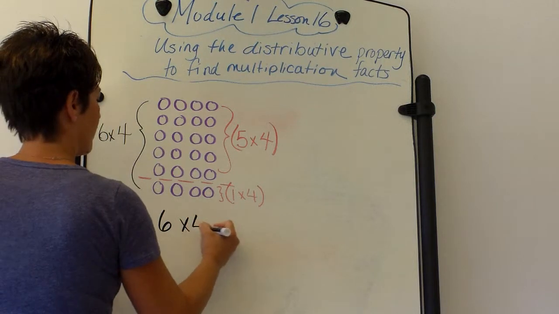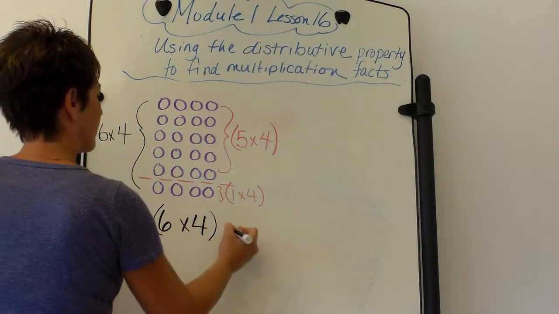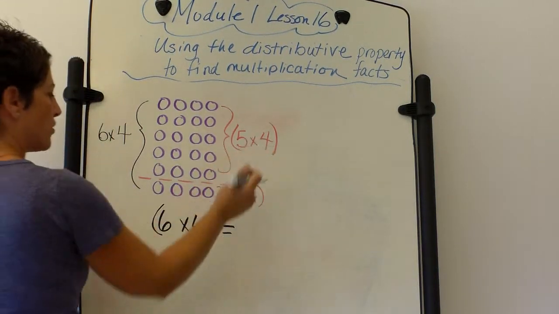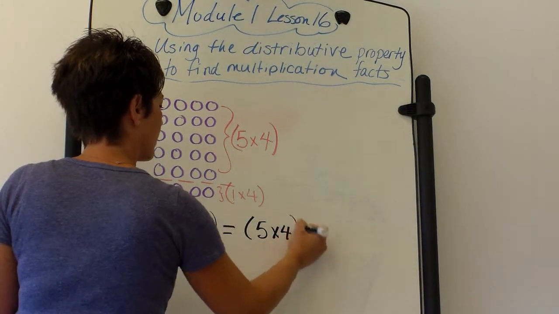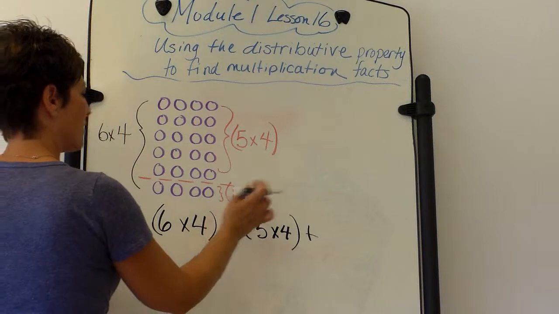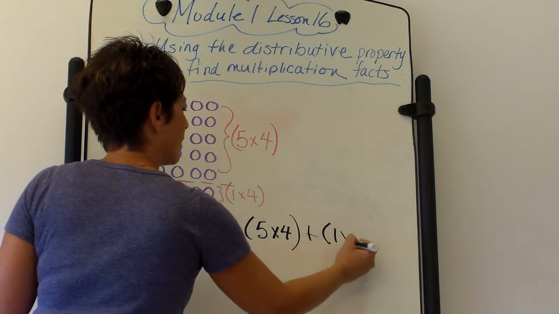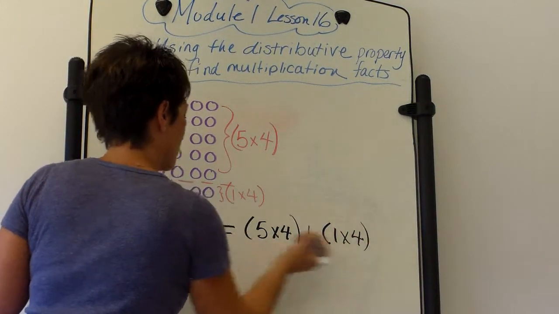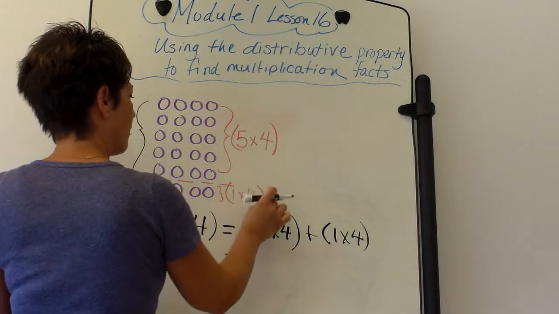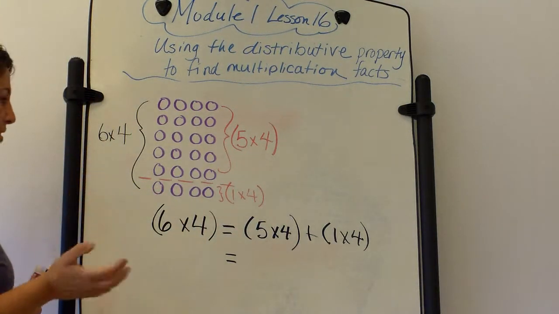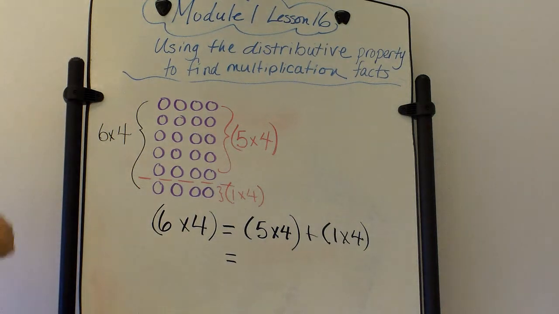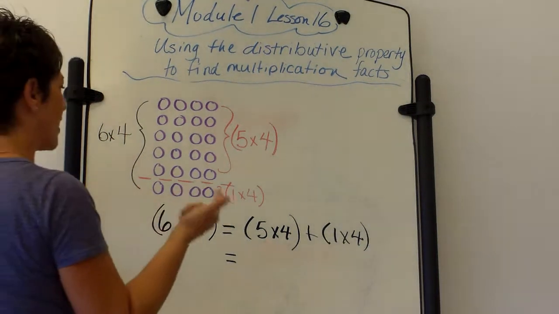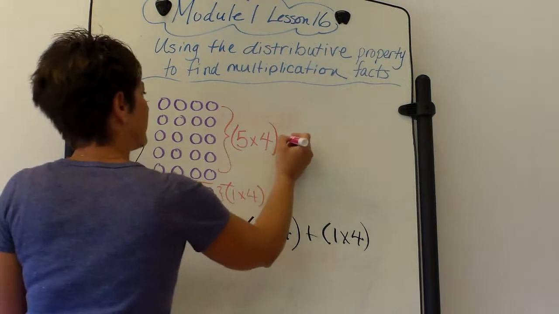6 times 4 equals this chunk, which is 5 times 4, plus this chunk, which is 1 times 4. Let's figure out the value of this chunk, and then we'll add them together. So 5 times 4 is so easy to figure out. I'm just skip counting by 5s, 5, 10, 15, 20.